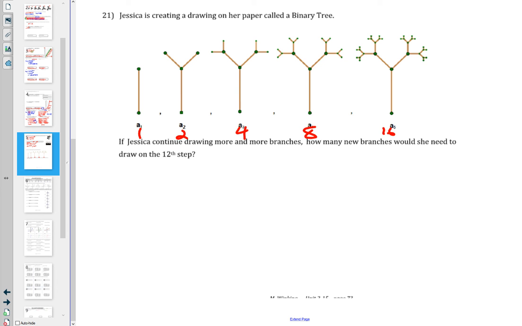And on the 12th step, a sub 12 is 1 times 2 to the 12 minus 1. And 2 to the 11th is 2048. We'll call it a day there.